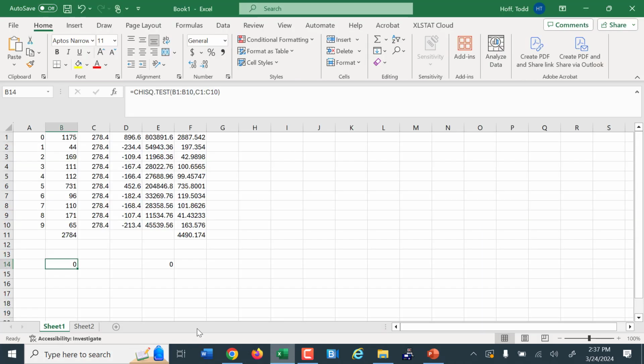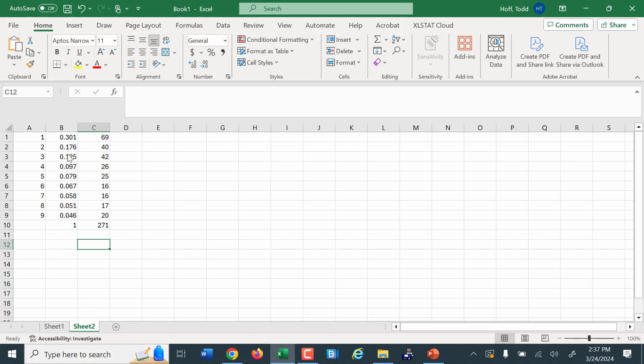I'm going to go into Excel. I've got this data set entered as well. These are the observed values. These are the percents. Let's calculate the expected values here. This is going to be the 271, which is our total, times this value, the 81.571. And we're going to do that for each of them.